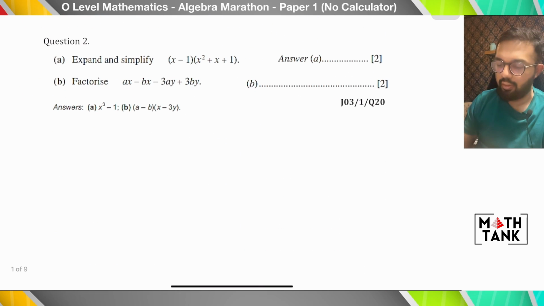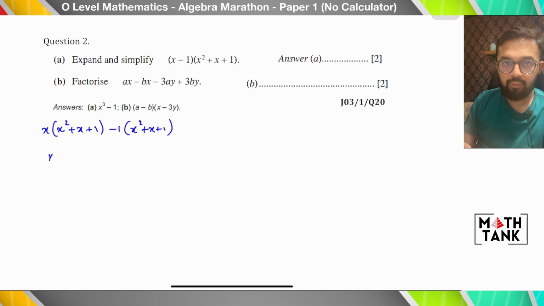Okay. Then question number 2 says expand and simplify. So in this case, what I have to do is I have to multiply x with the entire bracket and then minus 1 with the entire bracket. So what I'm going to do is I'm going to write x into x squared plus x plus 1, and then minus 1 into x squared plus x plus 1. What that gives me is x cubed plus x squared plus x minus x squared minus x and minus 1.